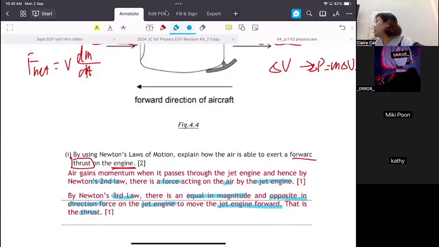The difficult part of this question is that a lot of students can see that there is a force, but they can't really see the bodies. That's why when answering, you will be missing certain parts. So if you go a little slower and sort out the bodies, you can see that the engine exerts a force on the air, and therefore the air exerts a force back on the engine. Then your logic will be very clear already. Second law, third law.